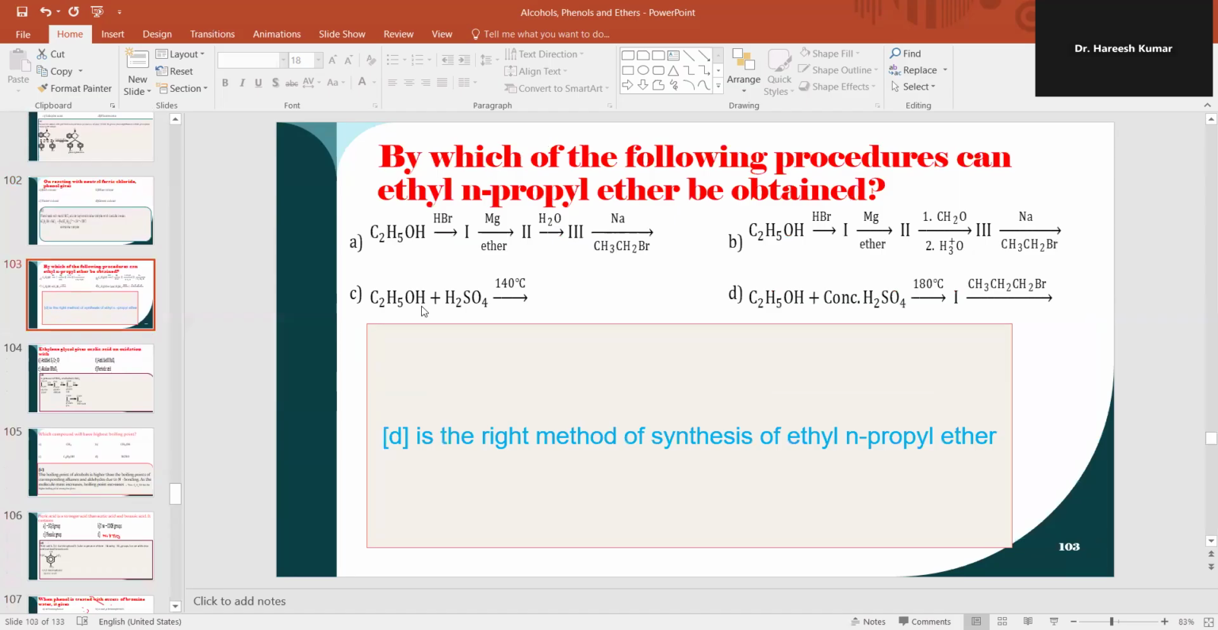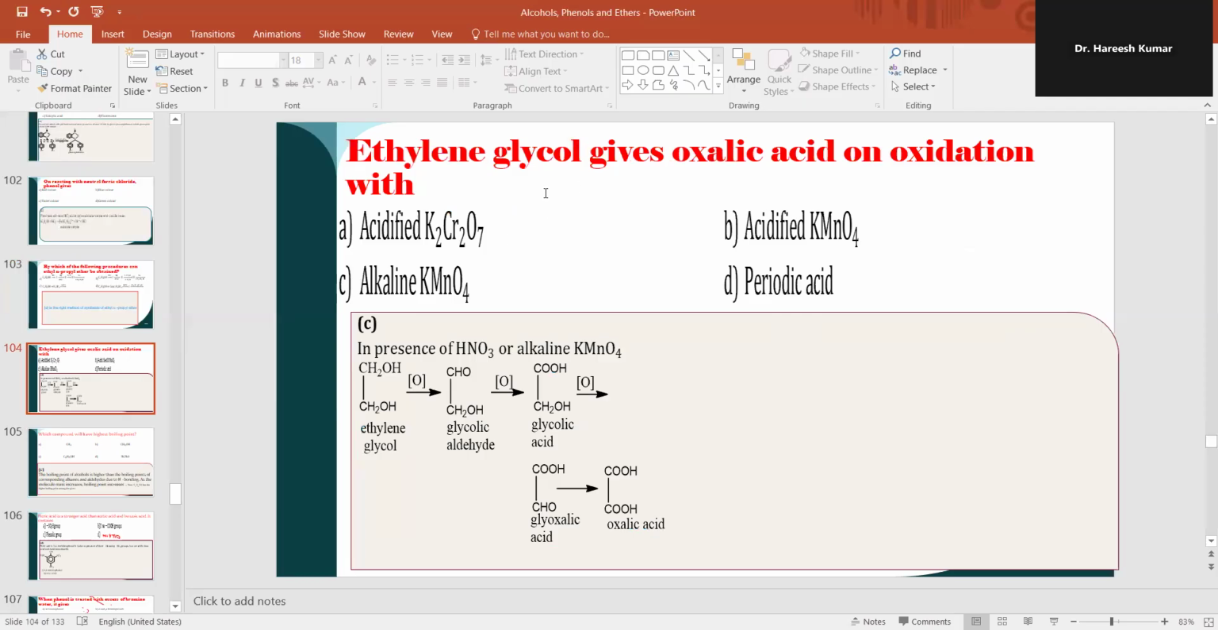So here, by which of the following reaction procedures can ethyl n-propyl ether be obtained? Here you can observe that this is propyl bromide, and propyl bromide reacts with the ethyl component forming propyl ethyl ether. Let's take another reaction.